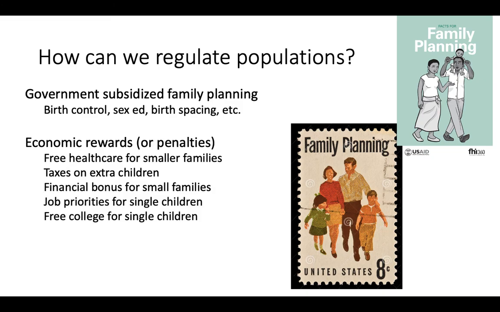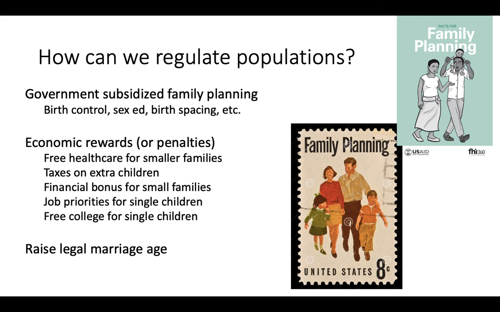Perhaps the government will provide economic rewards or economic penalties, free healthcare for smaller families, financial bonuses at the end of each year for smaller families. If you have extra children, you're going to get taxed for each extra kid. Or free college for children who don't have any siblings, right? That might seem like a little bit prejudiced or whatever, but these are all technically valid methods of reducing population size and economic incentives.